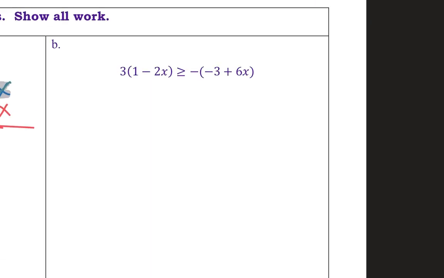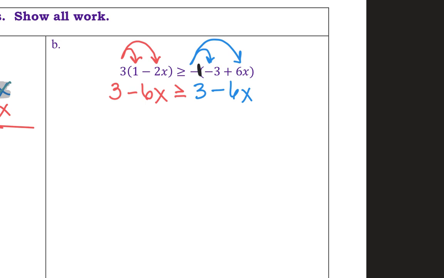Let's distribute the 3. So what would be 3 times 1? 3. What would be 3 times negative 2? Negative 6x. Bring down your symbol. What does it mean just to have a negative here? What's in front? A 1. You're going to have a 1 here. So what's negative 1 times negative 3? Positive 3. All right, next one. What's negative 1 times negative 6? Negative 6x.